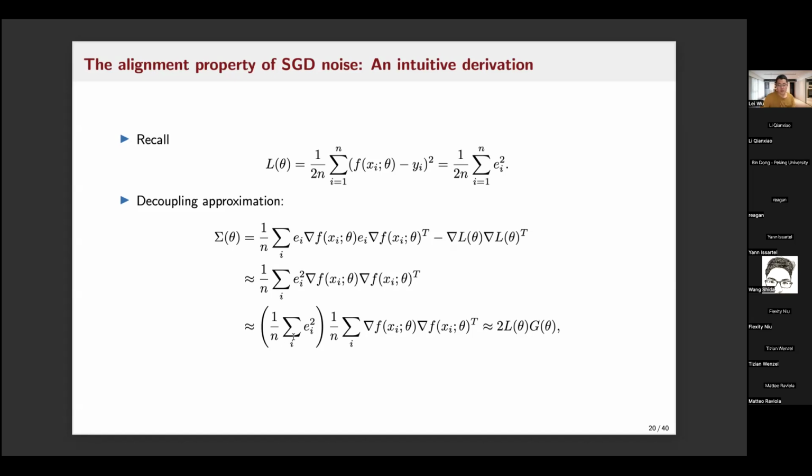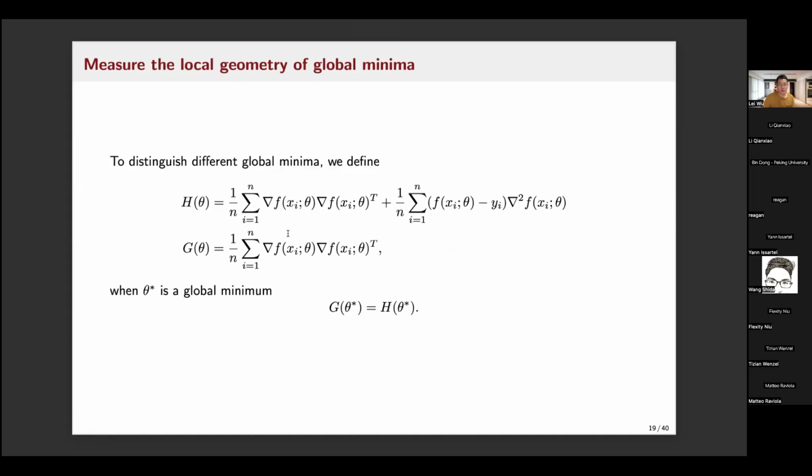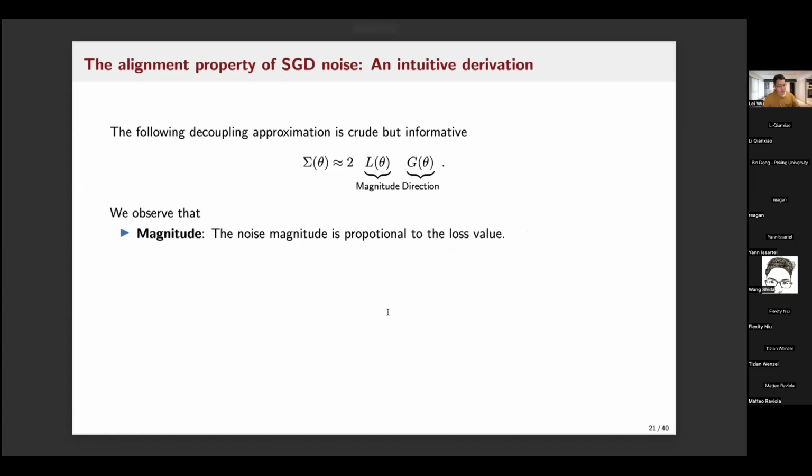After this approximation, we have that sigma theta is equal to 2 times the loss times the empirical feature. This term is exactly the empirical feature, which is the first part of the Hessian matrix, and which becomes the Hessian matrix exactly at the global minimum. So this tells us a very intriguing property of the noise covariance.